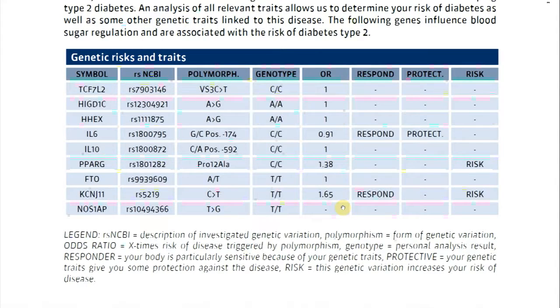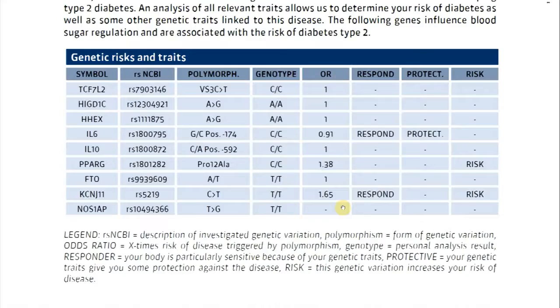And here the interleukin-6 gene has a 0.91 odds ratio, which means the risk of developing the disease is less than a 1-fold risk. It's a 0.91-fold risk. So it's a lower risk. In other words, it's protection. That's why you see protection here. So it's protective. So this is lowering your risk in case you have the same genetic result, while others are increasing it.